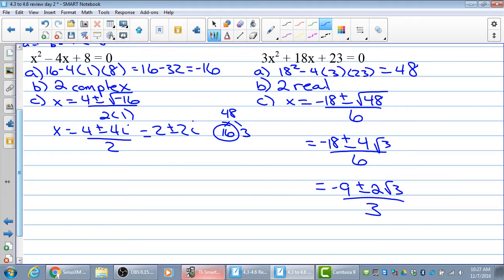All of those, again, are divisible by 2. So if they are, you got to simplify. It's like simplifying your fractions. It's essentially what it is. Questions on those? The discriminant is the b squared minus 4ac. Go ahead. Okay.